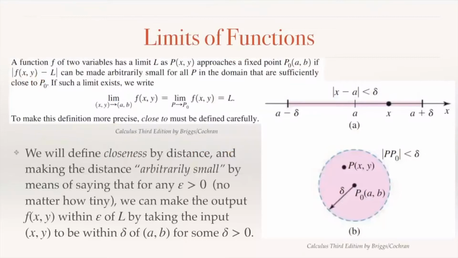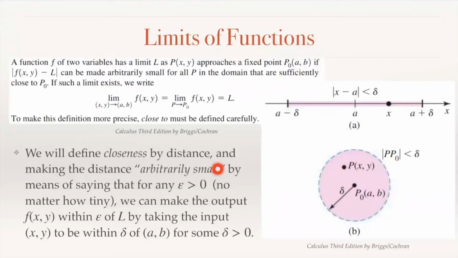So a function f has a limit L as a point x,y approaches a fixed point a,b, if and only if the difference between that function and the purported limit L can be made arbitrarily small for all p that are sufficiently close to p naught. So here's a picture, and no matter how close we want to make our output to the desired limit, we can choose a little disk around that point p naught, such that for all x,y within that disk, the output is within that desired little radius around the limit.